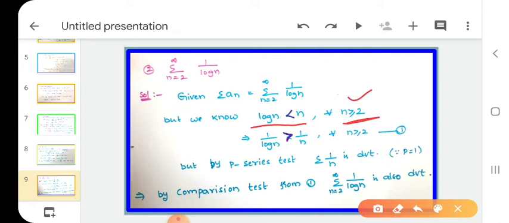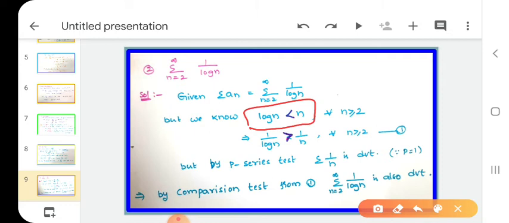Why? Here the value of n starts from 2 to infinity. So we write n equals to 2. So we get equal, and up to infinity, that means greater than. So we write n greater than or equal to 2 here. That log n is always less than n.